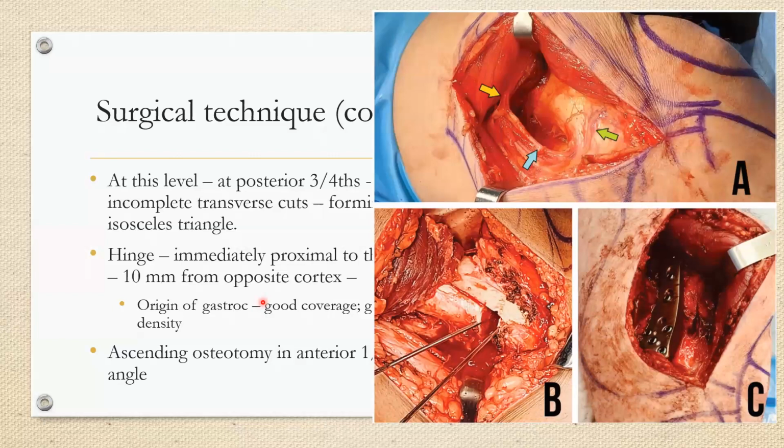So these are the vessels that can be used as a reference point for planning and starting the osteotomy. And the isosceles shaped graft is taken with equal base and both sides of the triangle. And then the ascending osteotomy is done at about a 95-degree angle to the transverse cuts. Following this, it can be secured with the locking plate.